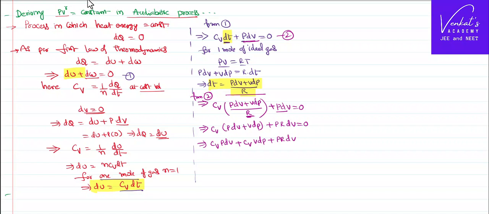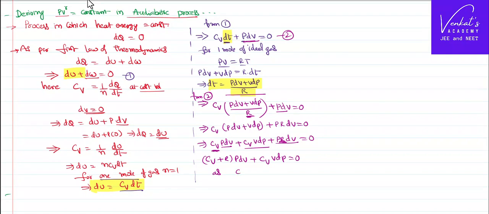So I can elaborate this as Cv PdV plus Cv VdP plus PR dV. What I can take common here is PdV. From these two terms, if I take PdV common, in the first term I will get Cv, and in the second term I will get R. So Cv plus R, PdV, plus what is remaining, Cv VdP, is equal to 0.